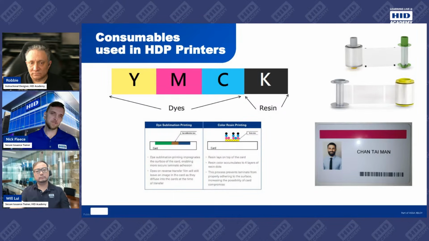And so let's take a look at the consumables for our retransfer printers. They're going to be pretty similar to what we saw previously on the direct-to-card panel ribbons, with the exception that the ribbon for the retransfer printers is not going to have an overlay panel. That's because, again, the printing process with retransfer printers is a two-step process, printing the ribbon to the film and then transferring the film to the card.